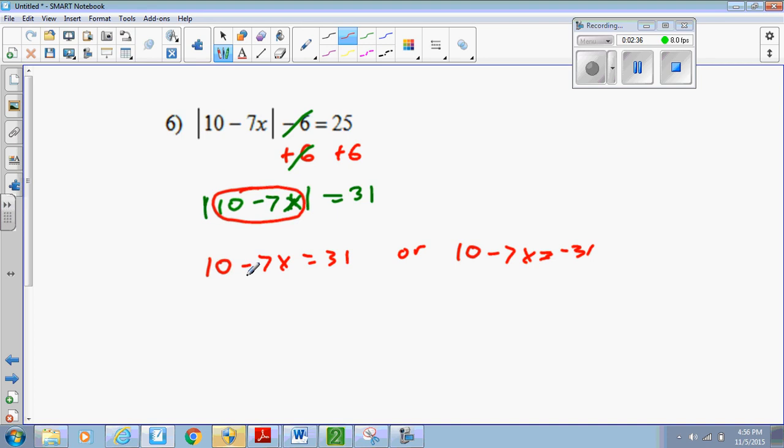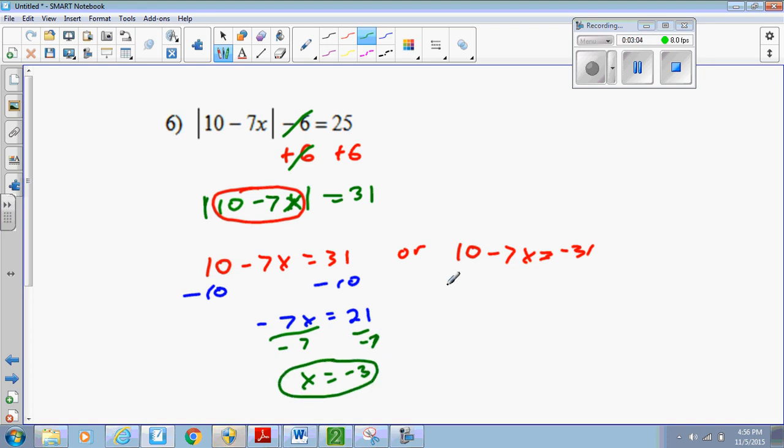So now I go through the steps like an 8th grader to solve this. I subtract 10 from both sides, and I have negative 7x equals 31 minus 10, which is 21. Let's finish solving this one first. Divide by negative 7, divide by negative 7. x equals negative 3. So negative 3 would be one solution.